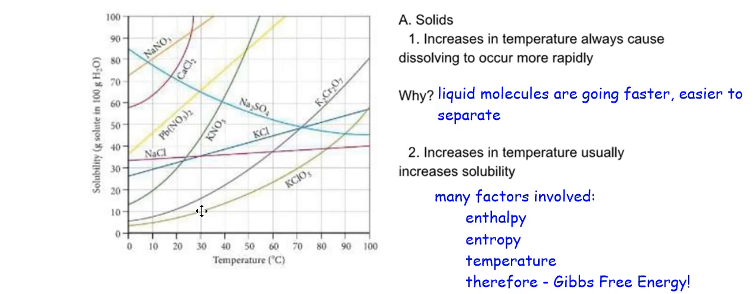Okay, so it says in solids, increases in temperature always cause dissolving to occur more rapidly. That is a kinetics thing. Okay, you're going to dissolve quickly. You're going to dissolve a certain amount, but more quickly. Why is that? Because your liquid molecules are going faster, easier to separate. All right, therefore, increases in temperature usually increases solubility. Okay, why is that? Well, for the majority, all but your sodium sulfate, many factors are involved.